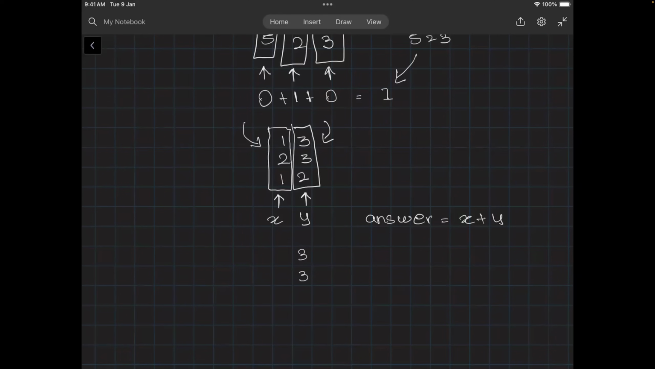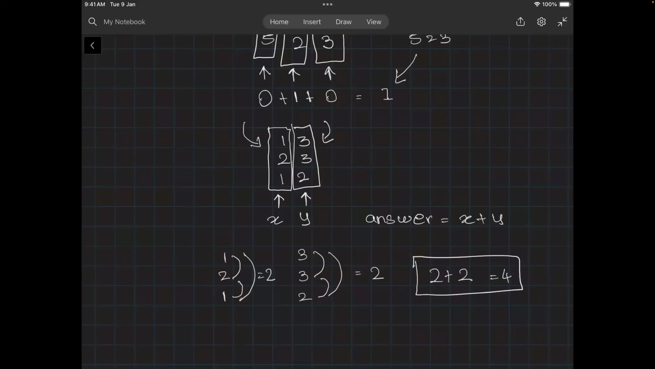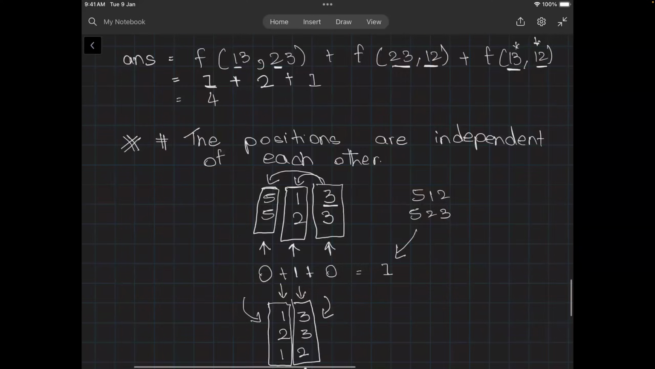For 3, 3, 2, 3 and 3 don't differ. This 3 and 2 differ. This 3 and 2 differ. So the answer for this row is 2. Now for 1, 2 and 1, 1 and 2 differ. 1 and 2 differ. 1 and 1 don't differ. So it is 2. So what is our final answer? It is just 2 plus 2, which is 4. Does it make sense, guys? If we can process each digit separately, we will find our answer. This is the first observation that I want you all to consider. What is that observation? That positions are independent of each other.